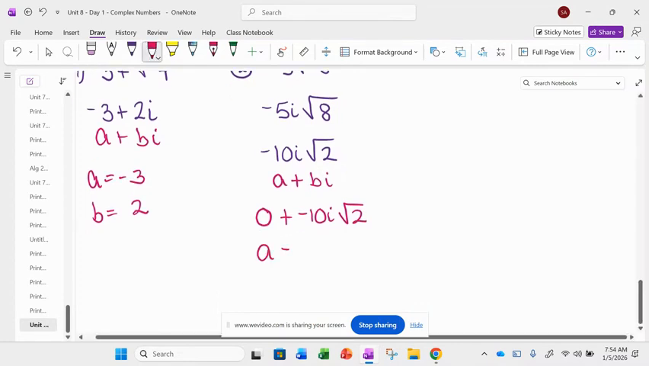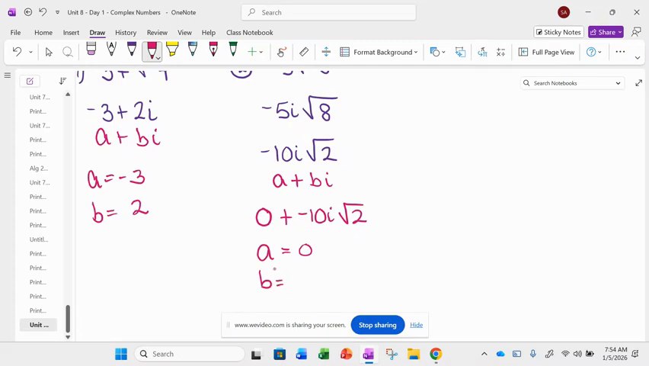So our a is 0. And now our b is not just -10. What is our b? -10 root 2. It's everything with the i except for the i, right? Everything multiplied with the i except for the i. Yes.